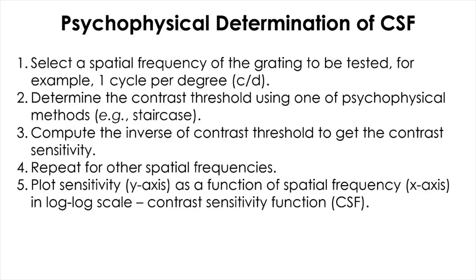So you can really pick any psychophysical method to measure the contrast threshold per spatial frequency. After you measure the contrast threshold for that spatial frequency, you take the inverse of the contrast threshold to get the contrast sensitivity. We're going to talk about this later on, but threshold and sensitivity in psychophysics have straight reciprocal relationships. So 1 over threshold, you will get sensitivity. Vice versa, 1 over sensitivity will get you threshold too. So you just determine the contrast sensitivity for that spatial frequency.